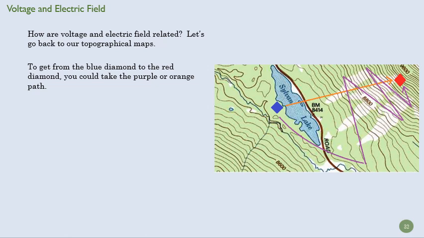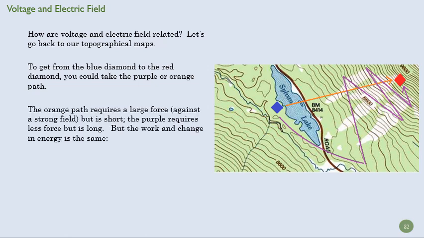Why are we talking about this? Well, the orange path to get from blue to red requires a lot of force, right? We got to push hard with our legs to get up that steep slope, but it's much shorter. The purple path doesn't require as much force from our legs, okay? But the path is much longer. As it turns out, the work and change in energy is the same. Why is that? Well, because we know the potential energy is defined only by our elevation, right?